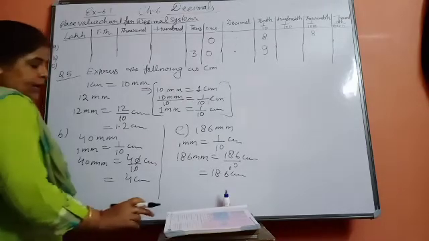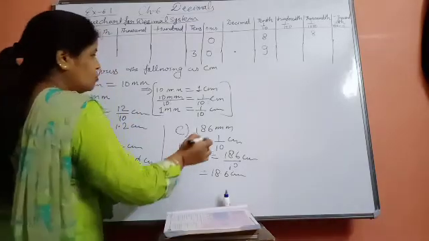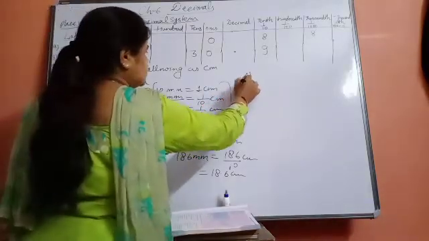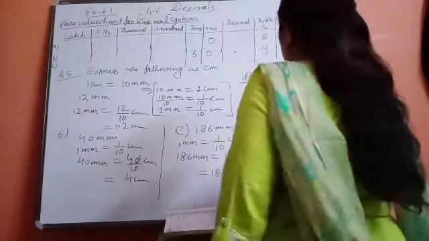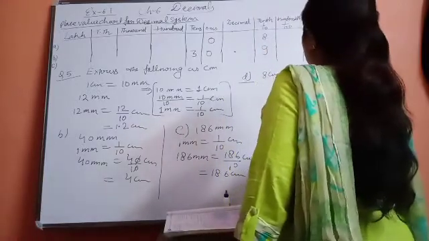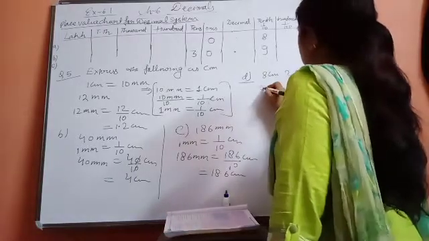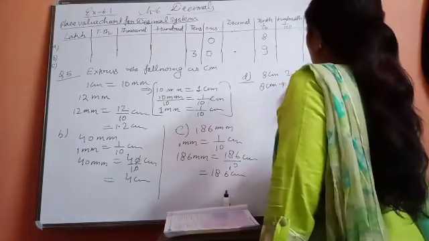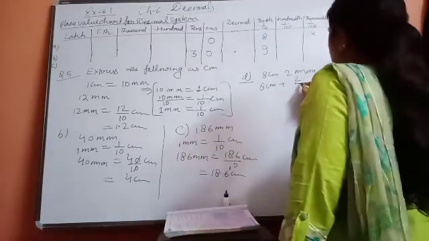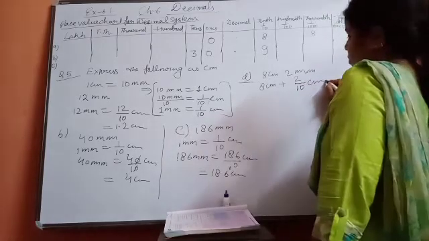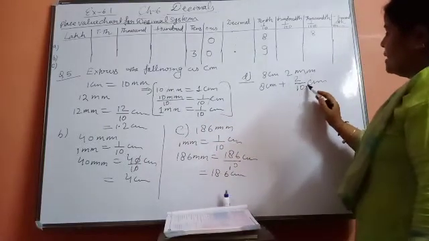Now the D part. I am doing the D part also, and the last part, the E part, you will do yourself. 8 centimeter and 2 millimeter. Centimeter will remain as centimeter. So 2 millimeter you write as 8 centimeter plus 2 millimeter, and convert millimeter into centimeter, 2 upon 10. Directly I am writing centimeter, because I just taught you how to convert millimeter into centimeter by dividing by 10.